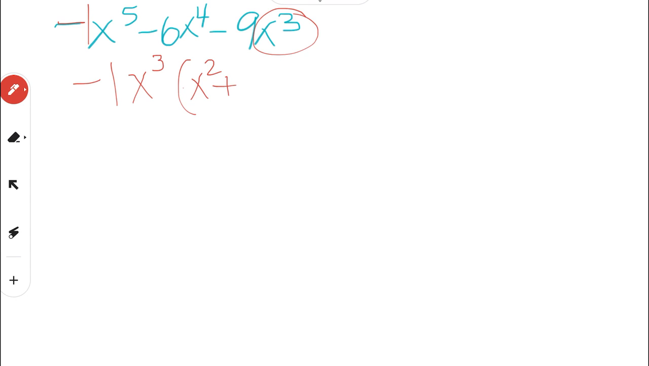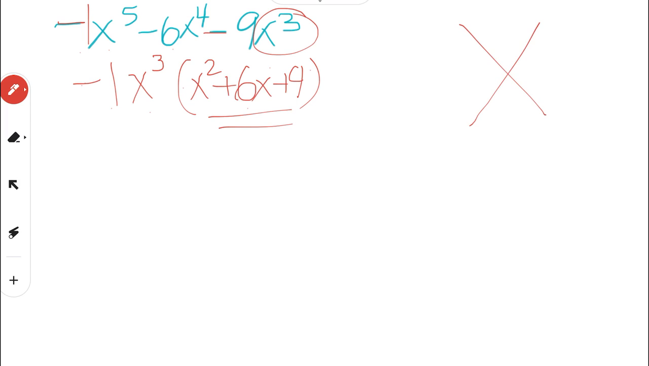-6, this is going to be positive because we're going to multiply by this -1. And it's going to be 6x, and this negative will also turn positive, and it'll be times 9. Let's just go ahead and confirm, just to make sure that this is correct. -1 times +1 is -1. x cubed times x squared is x to the 5th. Okay, good so far. -1 times +6 is -6. And x to the 3rd times x to the 1st is x to the 4th. And -1 times +9 is -9. And x to the 3rd times 1 is just x to the 3rd. Okay, so this is our factored form.